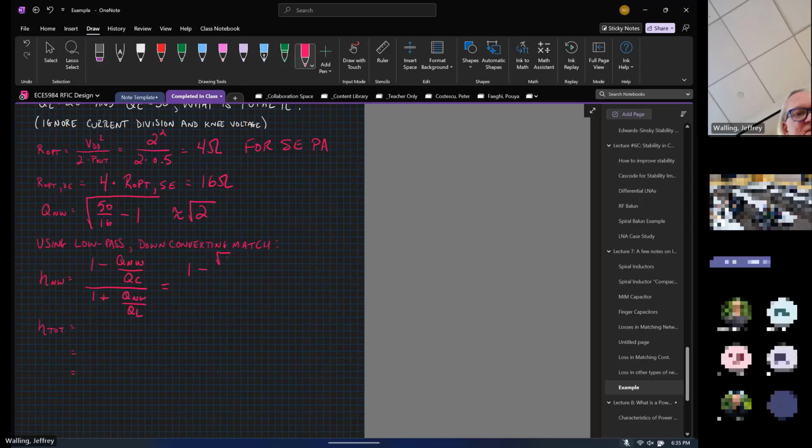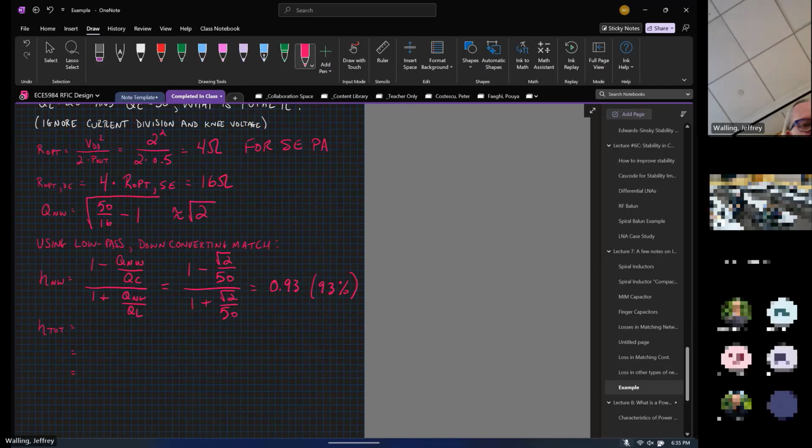1 minus square root of 2 over 50 over 1 plus square root of 2 over 50. And given that I just told you to approximate everything down to 2 significant digits, I'm going to say that this is 0.93 or 93%. All right, not bad.